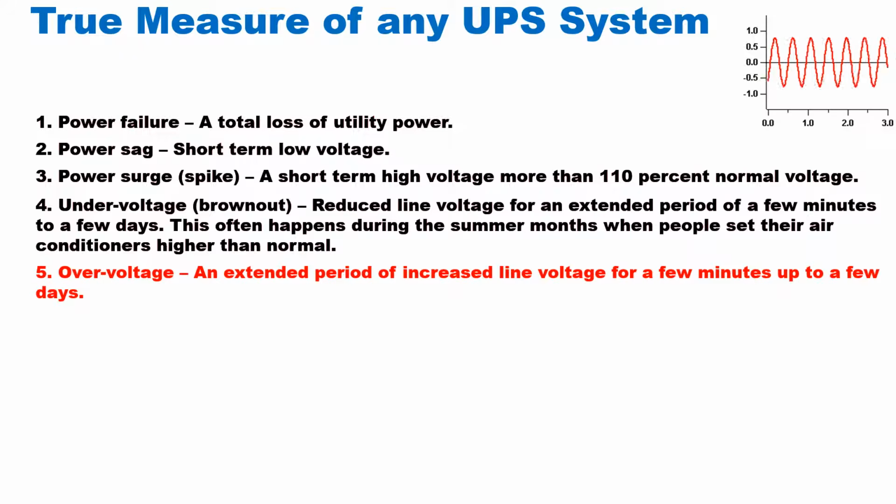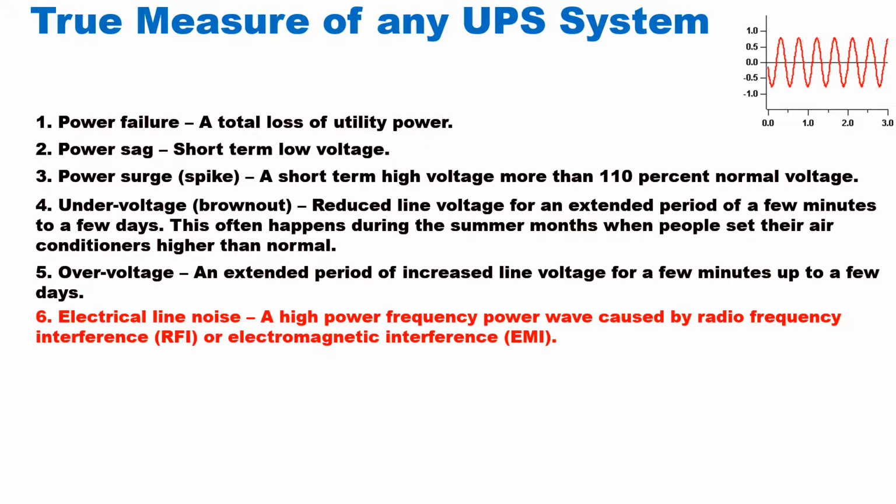Then you have another issue called electrical line noise. What that is, is a high power frequency wave that's usually caused by radio frequency interference, also called RFI for short, or electromagnetic interference, EMI. And what that does is it creates noise on your power line. That's another type of issue that you may face when you're using utility power. So that's your sixth issue.